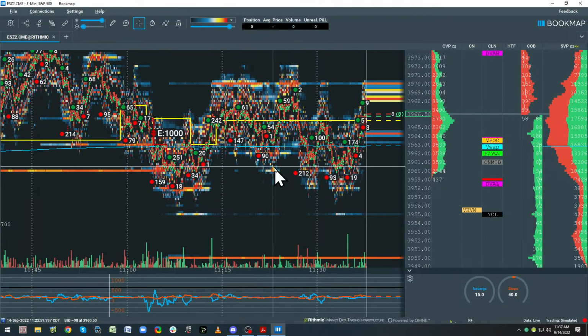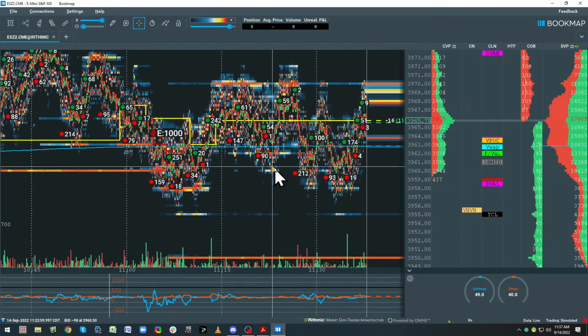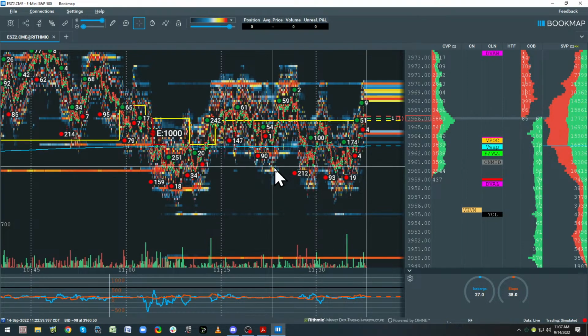Moy, I don't know what that question is. Mod? You mean mid? It's not on Bookmap, though I think you can configure it.